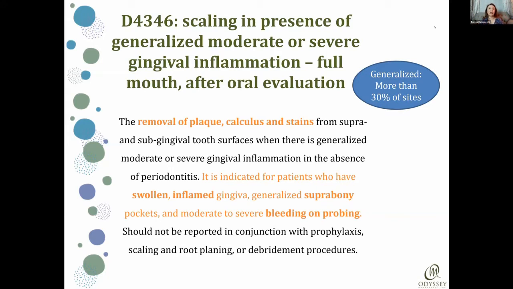So the generalized, moderate to severe inflammation, and again, no bone loss. So basically it's puffy gums. If there's something going on that's making it puffy, you'll see this with pregnant women a lot of times. And there's other clinical conditions as well. But this is something where they can go from a 4346 to a 1110.